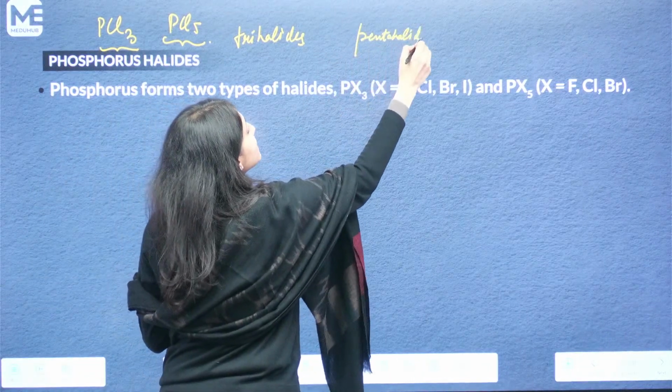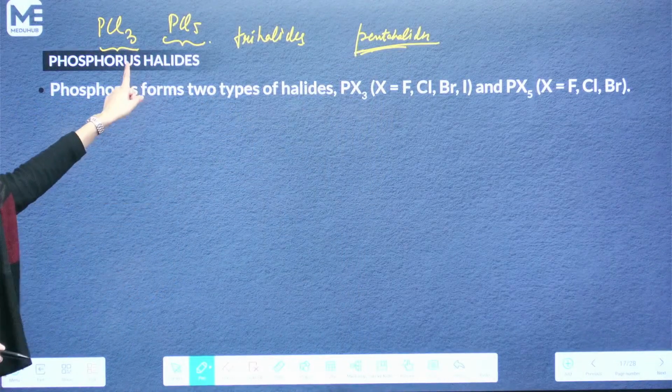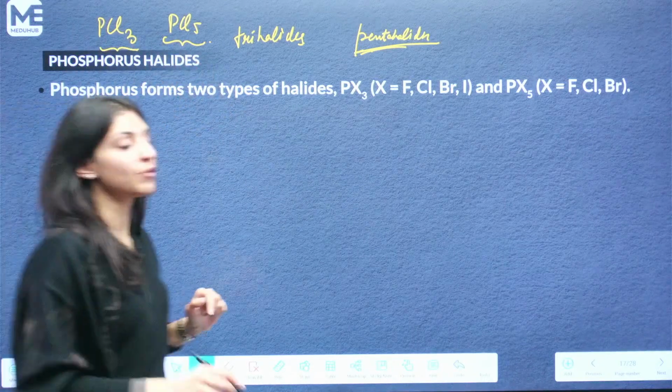Here you will remember the difference between nitrogen. So nitrogen does not form pentahalides. Okay, nitrogen only forms trihalides. Phosphorus forms both types of halides. Now let us see their properties separately.